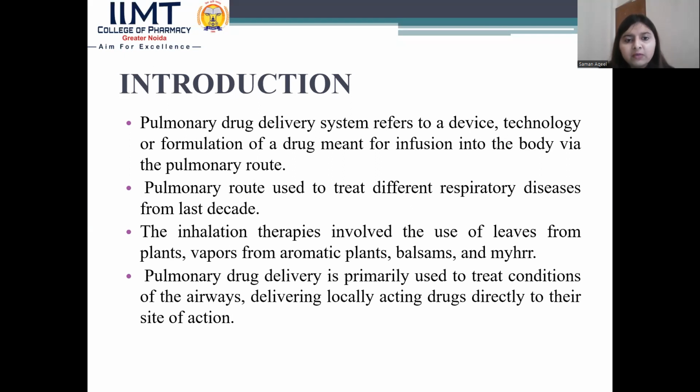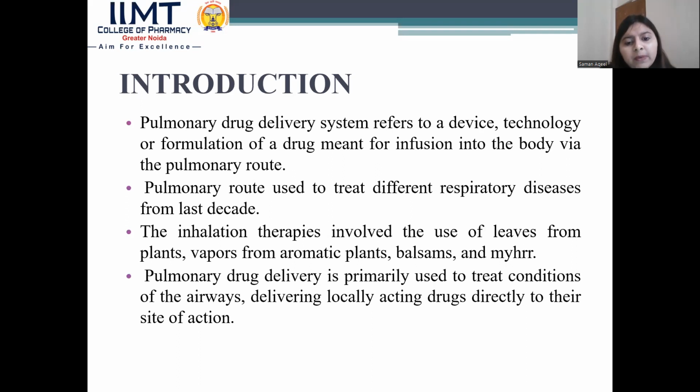Pulmonary drug delivery systems. Pulmonary means lungs. These systems are designed for the lungs. Pulmonary drug delivery system refers to a device, technology, or formulation of a drug meant for infusion into the body via the pulmonary route. The pulmonary route has been used to treat different respiratory diseases for the last decade.